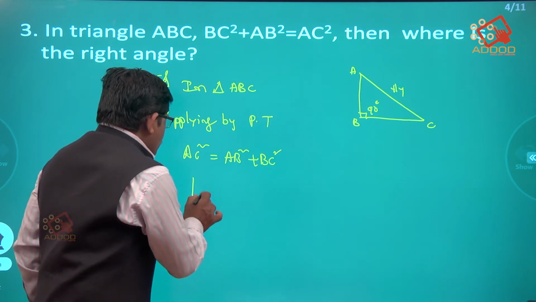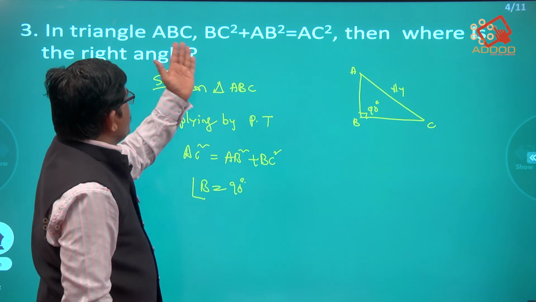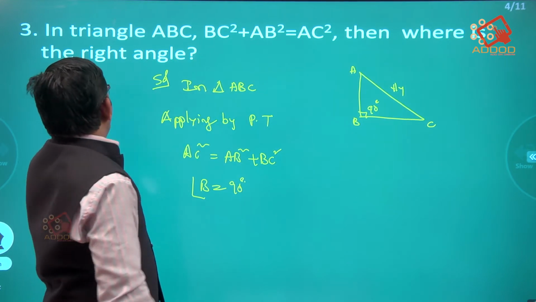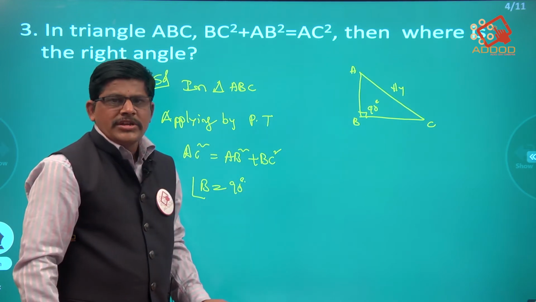Therefore, angle B is equal to 90 degrees. What is the question? In a triangle ABC, BC square plus AB square is equal to AC square. Then, where is the right angle? Where is the location? Angle B is equal to 90 degrees.